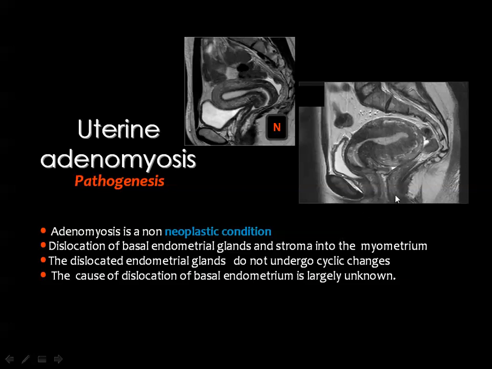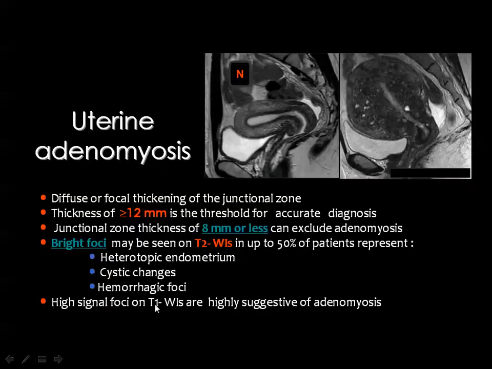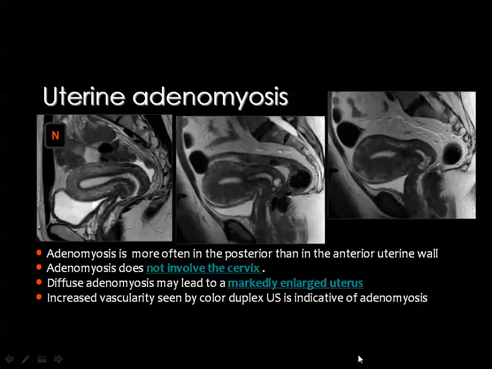Then we come to adenomyosis, which is not a neoplastic condition. It entails that some of the endometrium has dislocated inside the myometrium. And this will result, of course, in marked thickening of the junctional zone. And there are many characteristics for adenomyosis, especially these bright spots within the affected myometrium, which may represent heterotopic endometrium or cystic changes or hemorrhagic foci. They are delineated actually in the T2 weighted images.